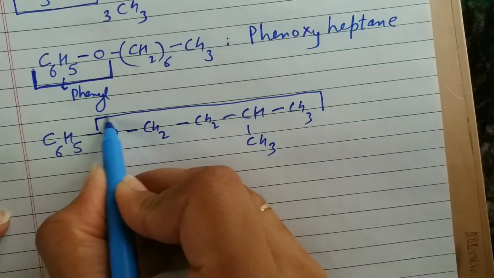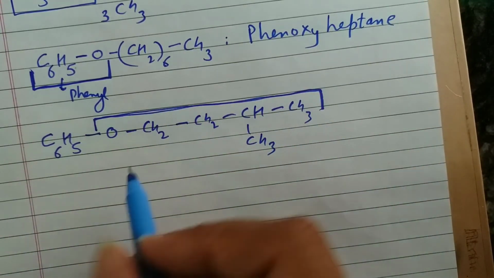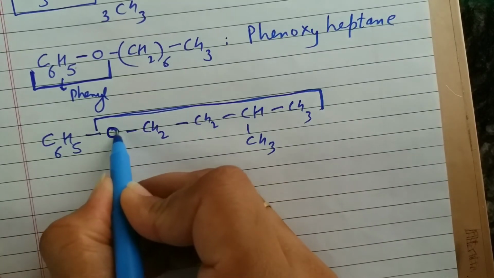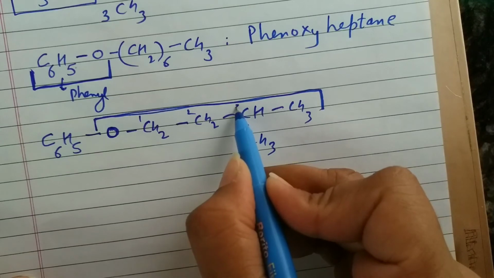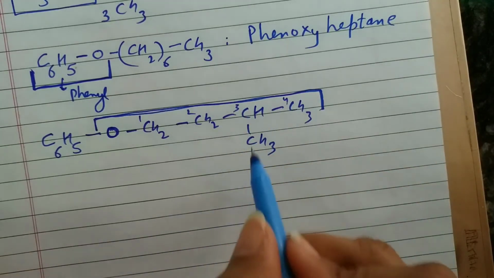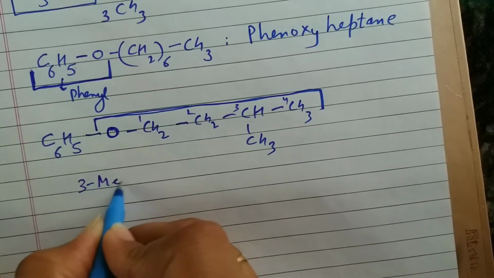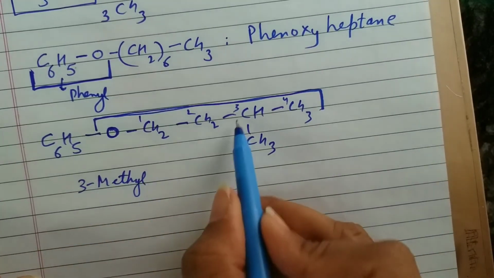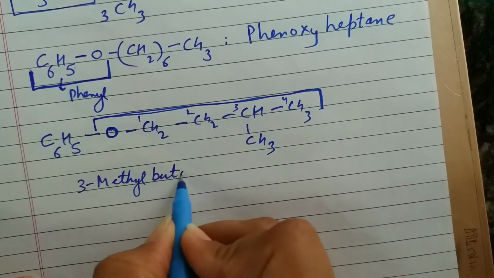Now what is this alkoxy group? It's looking so bulky. How do I identify its name? This is the functional group. So start numbering the chain from here. This is 1, 2, 3 and 4. Now on the third position you have a methyl. So this is 3 methyl. Okay, 3 methyl, and with 4 carbon atoms it should be butoxy.